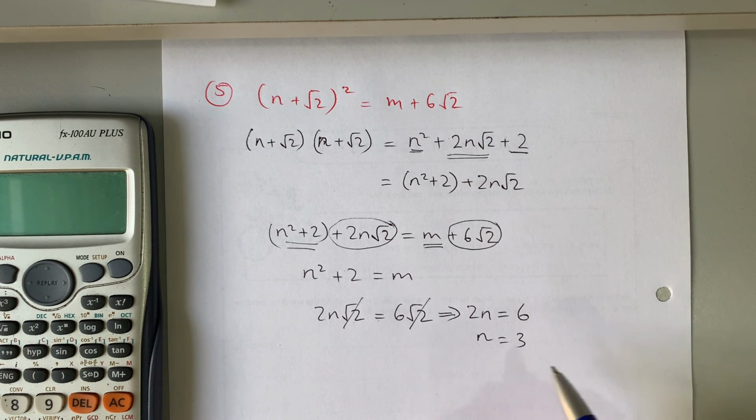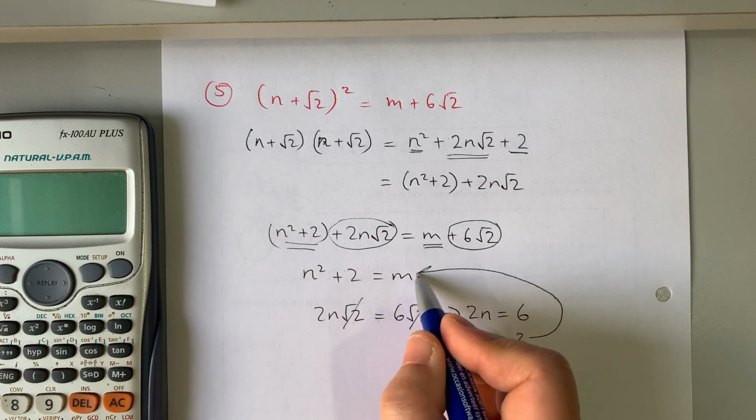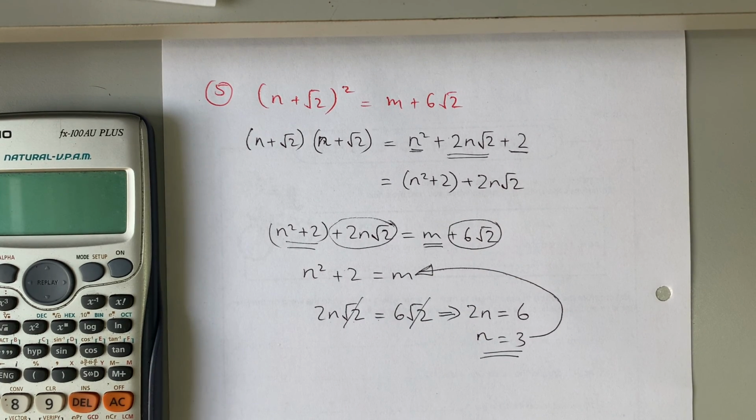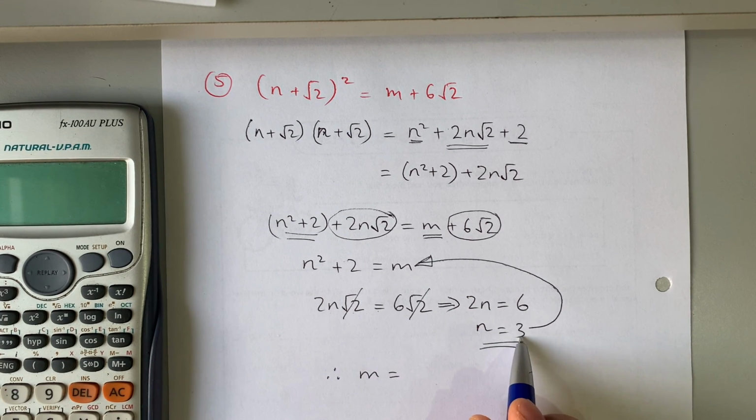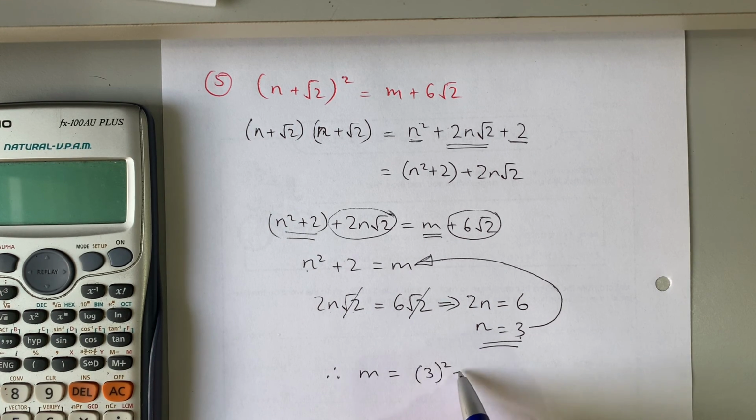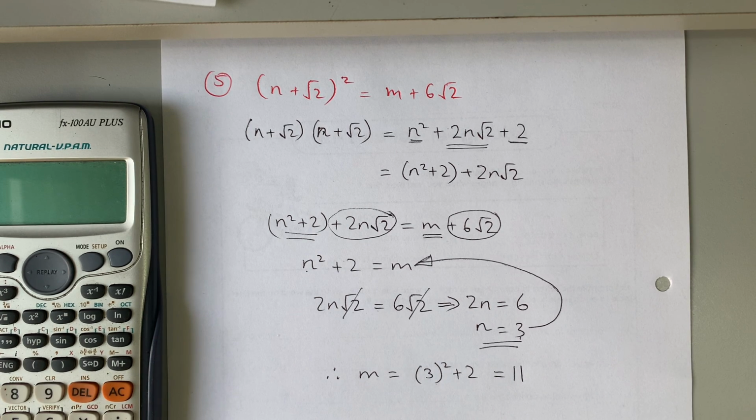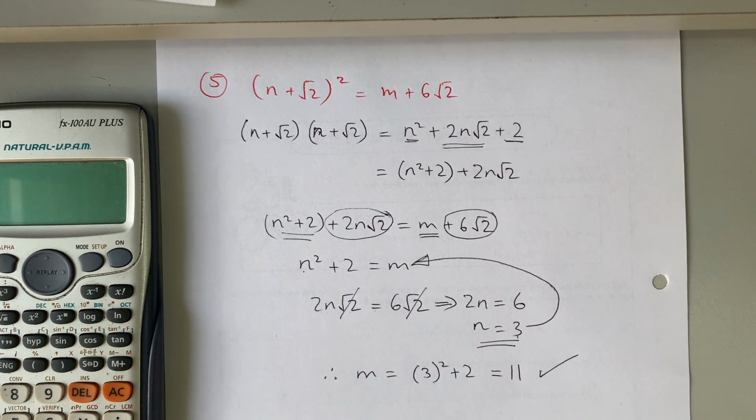Okay, n equals 3. Now, once we get n, we substitute it into the first one to get m. So therefore, m is equal to, so n is 3, so put 3 in there. 3 squared plus 2, which is 9 plus 2, so you get 11. Okay, so n equals 3 and m is equal to 11.